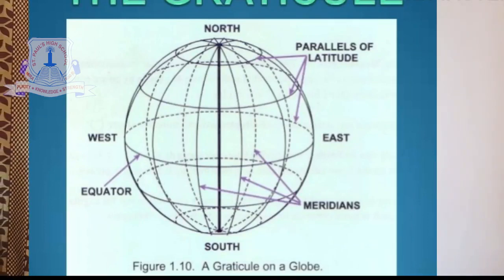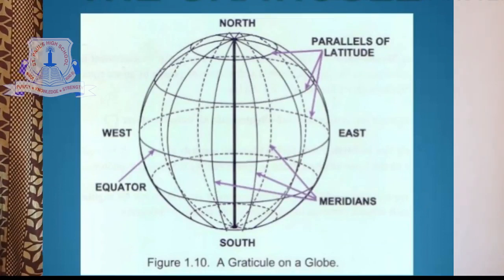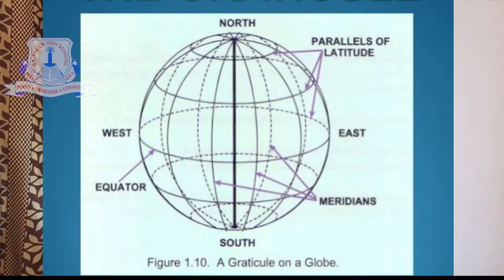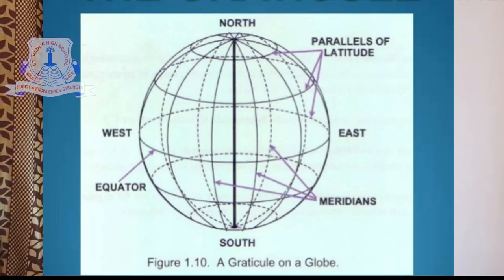The graticule of latitude and longitude lines is an angular measurement system. All features of the Earth's surface are located using measurements that are relative to the center of the Earth. Latitude lines are parallel to each other while longitude lines converge at the poles.